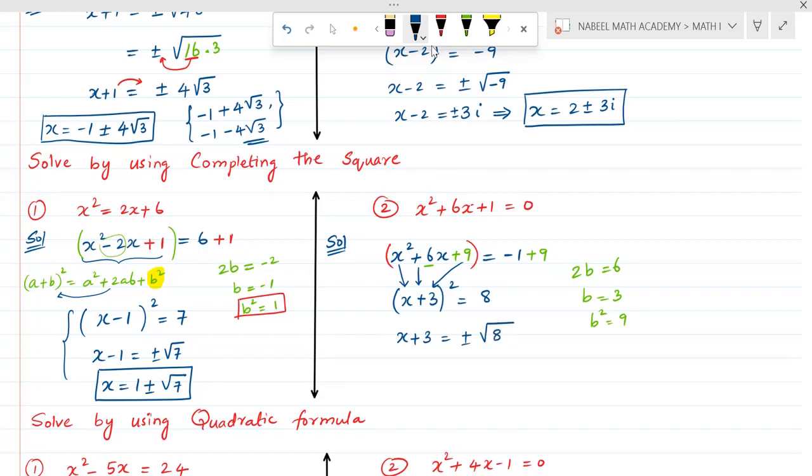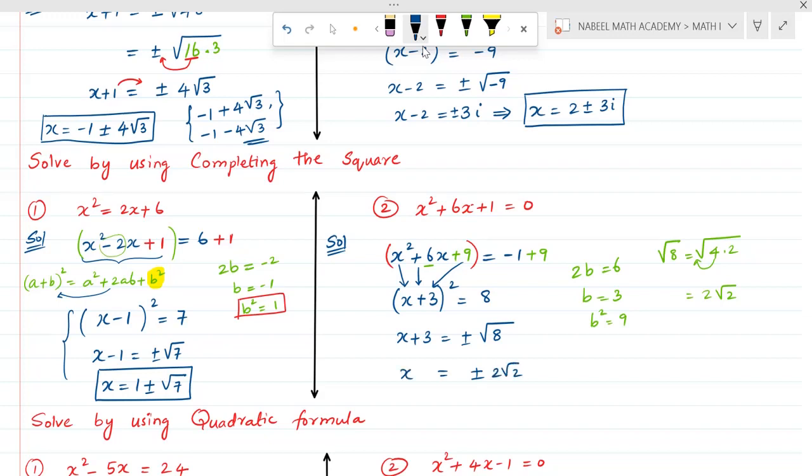So how will you write the root 8? Root 8 can be written as root 4 into 2. If I take the 4 outside the root, it becomes 2 root 2. So the simplified part is 2 root 2.